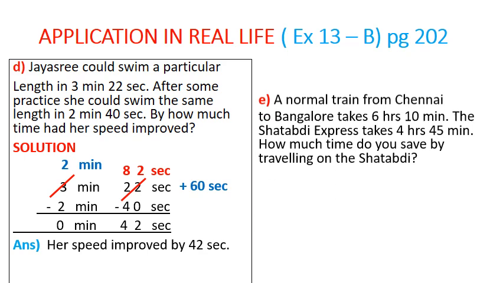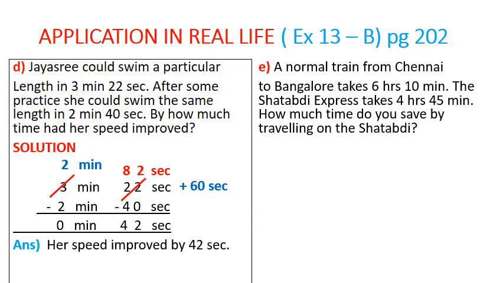Okay. Now question number E. A normal train from Chennai to Bangalore takes 6 hours 10 minutes. The Shatabdi Express takes 4 hours 45 minutes. How much time do you save by traveling on Shatabdi? The first train is taking 6 hours and more than that, and the second one is taking 4 hours and more than that. So there is a difference between the timings. So how much time do you save?